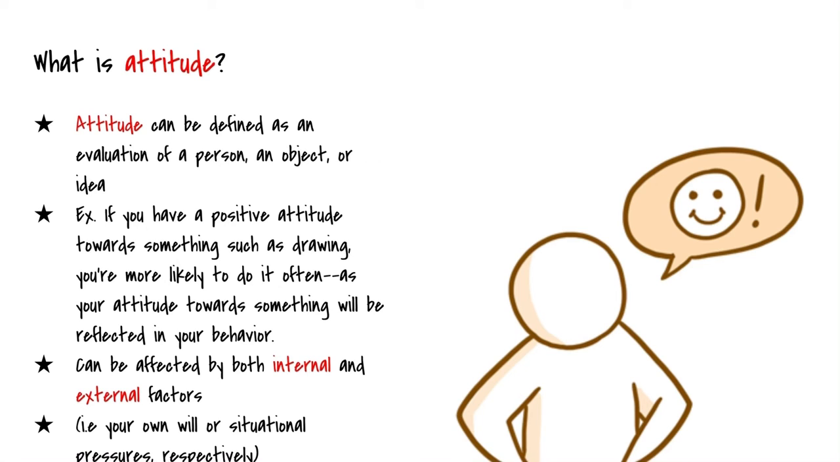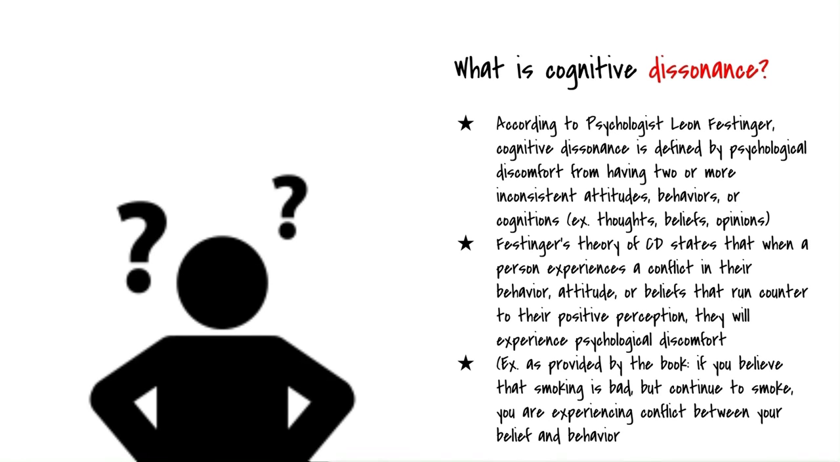Something that comes along with attitude is cognitive dissonance. According to psychologist Leon Festinger, cognitive dissonance is defined by psychological discomfort from having two or more inconsistent attitudes, behaviors, or cognitions, like thoughts, beliefs, or opinions. Festinger's theory of cognitive dissonance states that when a person experiences a conflict in their behavior, attitude, or belief that run counter to their positive perception, they experience psychological discomfort.